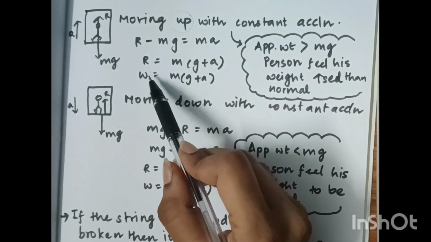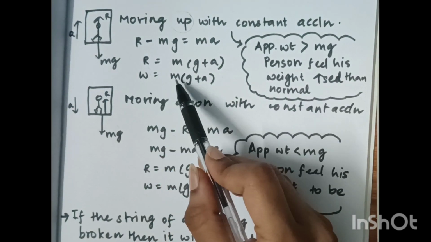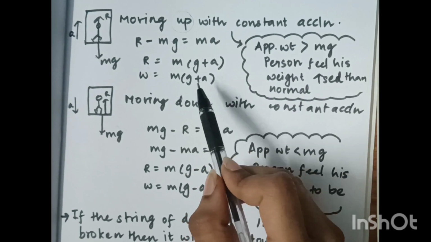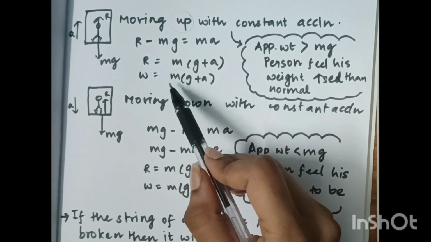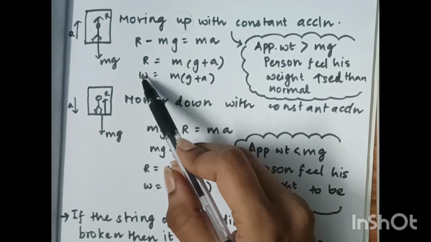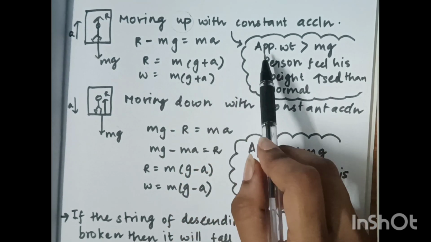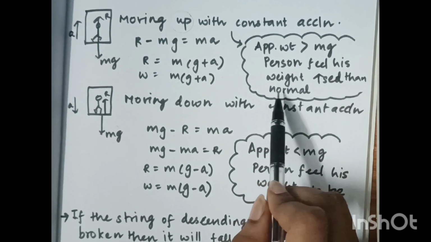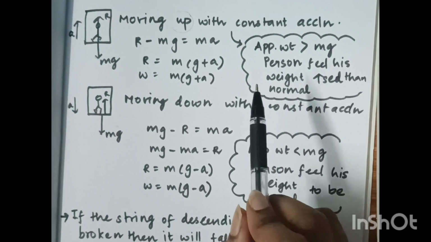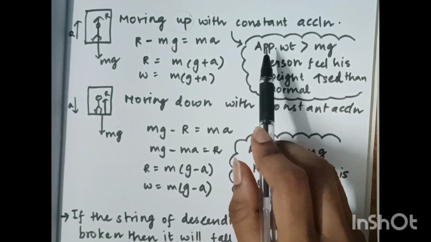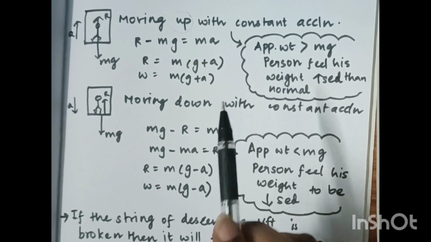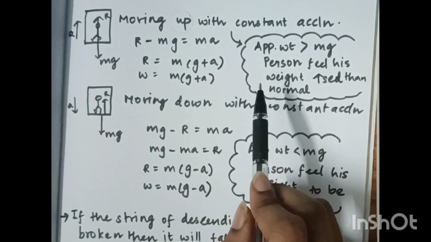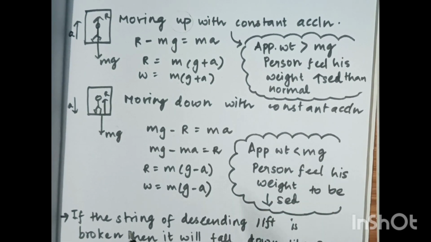So here we can see the apparent weight W is equals to mg plus ma. That is mg added by some quantity m into a. So the apparent weight is increased than mg. W apparent weight is more than mg. So the person will feel his weight to be increased than the normal condition. In normal condition, his weight will be mg only. But when the lift is moving upwards with constant acceleration, then he will feel his weight to be increased than normal state.